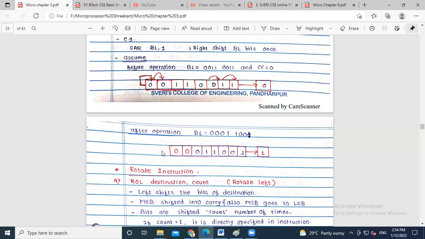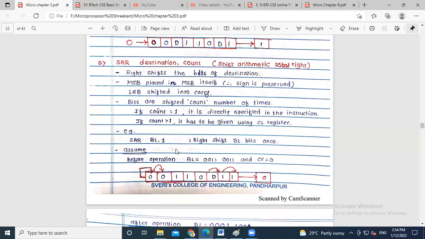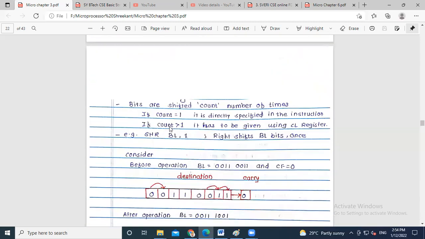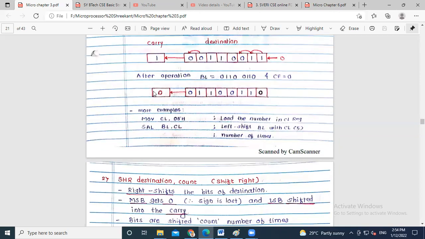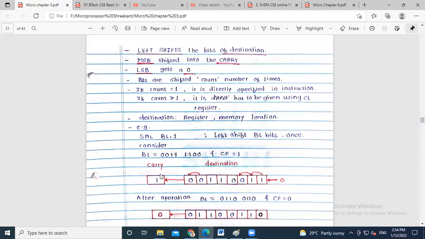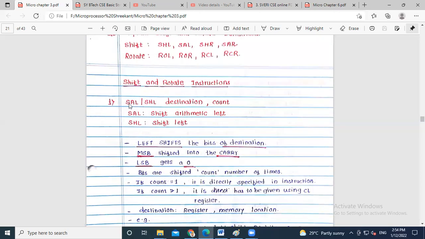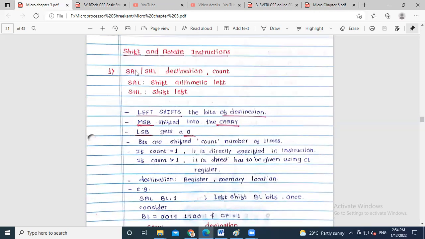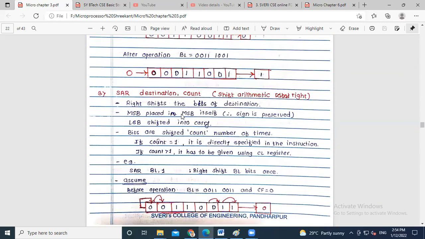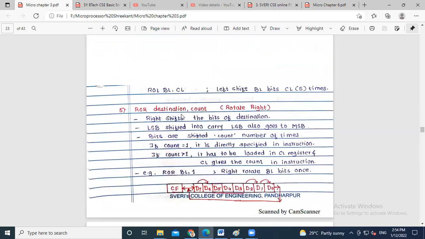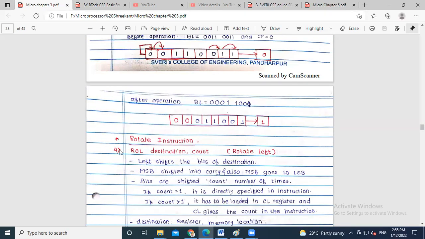Next, these are the shift instructions: shift arithmetic right, shift arithmetic left, shift right, and shift left. Okay, totally 4 shift control instructions. Next I'll move to the rotate instructions.